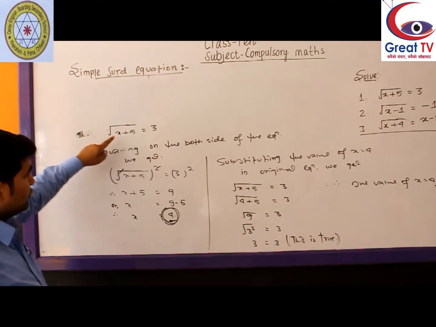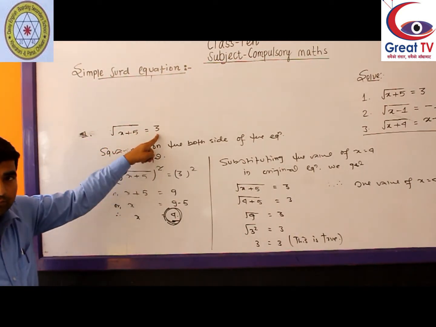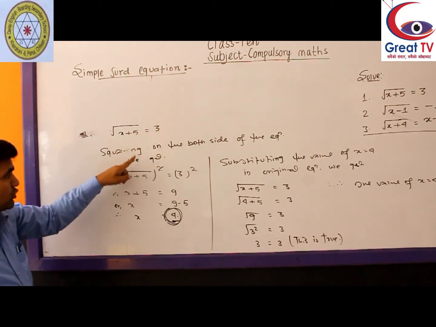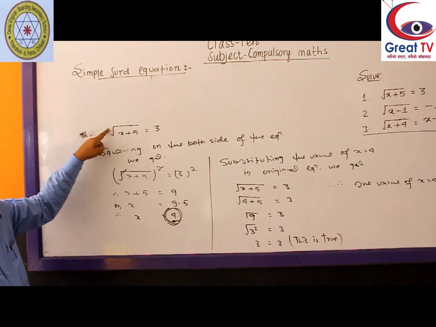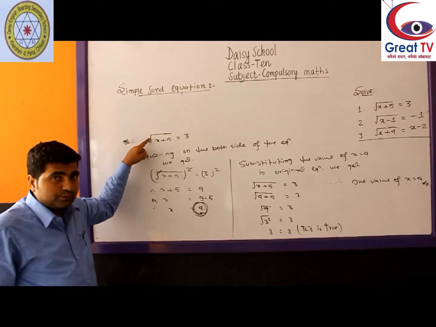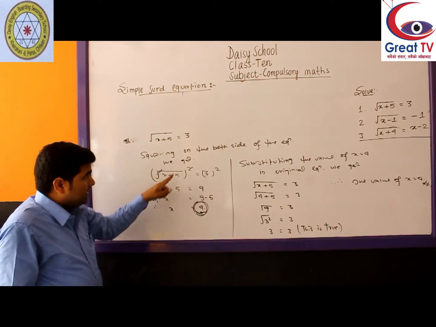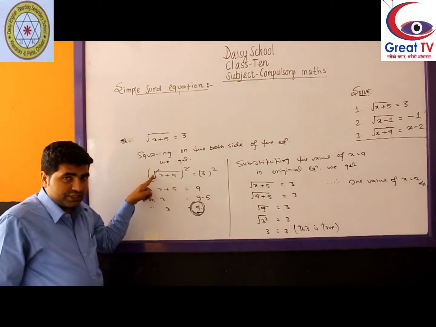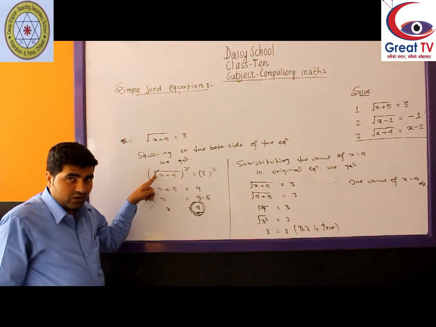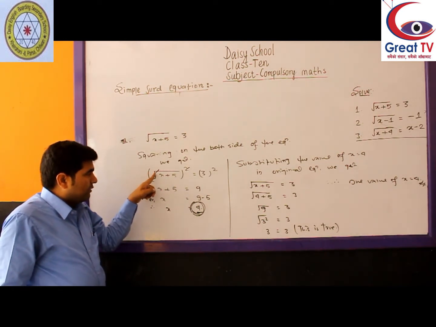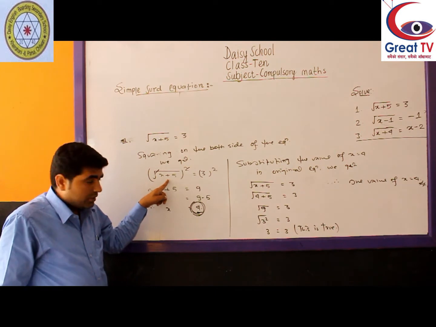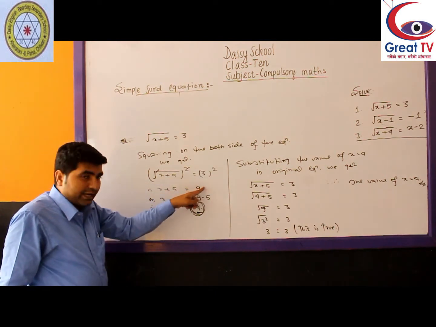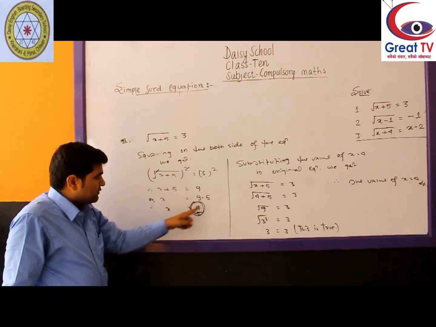Question once more. Root under x plus 5 equal to 3. Why do we square both sides? Because the order of this radical sign is 2. Squaring on both sides of the equation eliminates the radical sign. Therefore x plus 5 equal to 9, x equal to 9 minus 5, therefore value of x equal to 4.